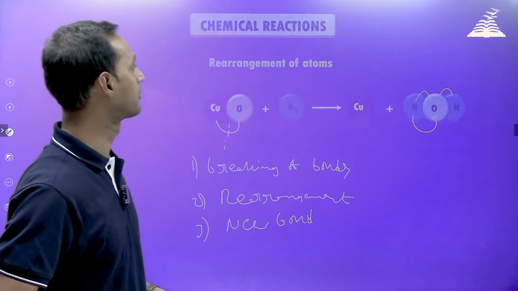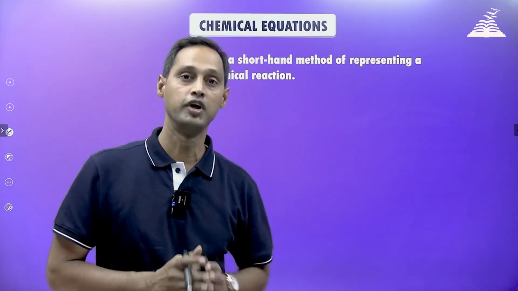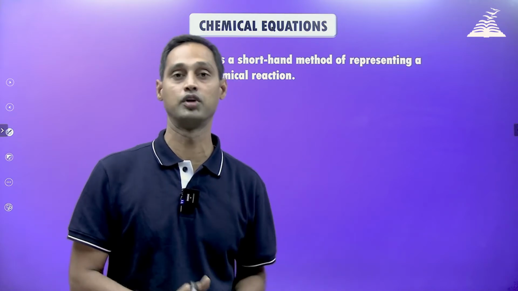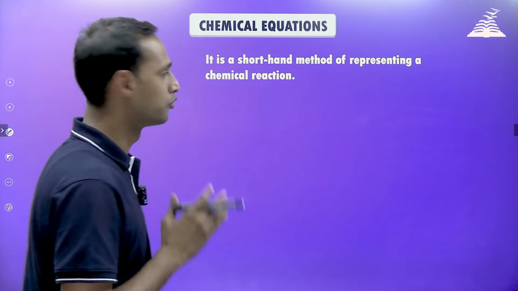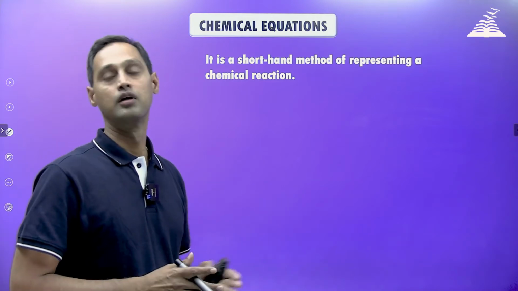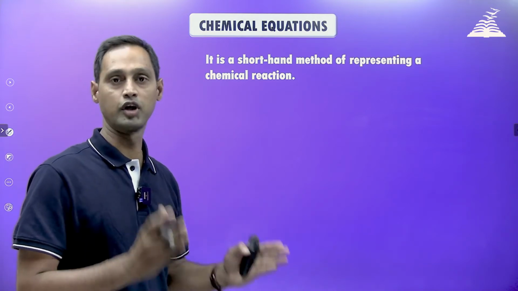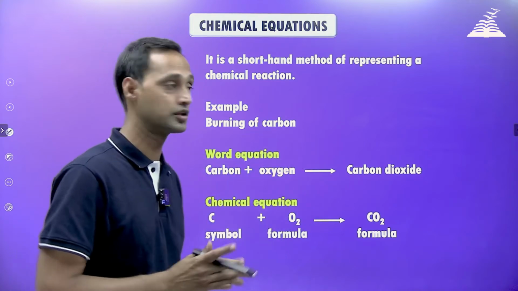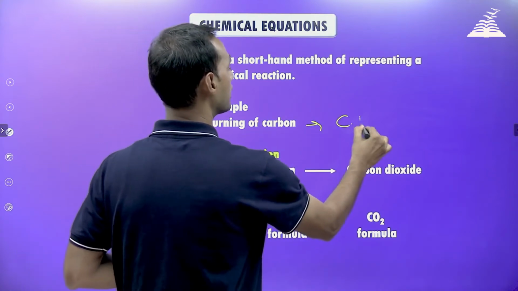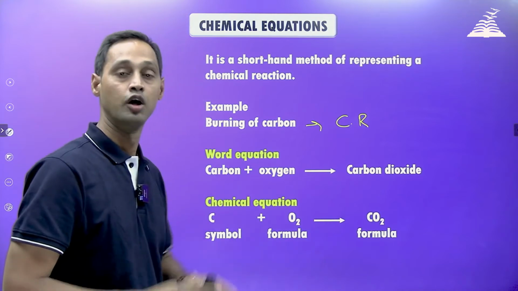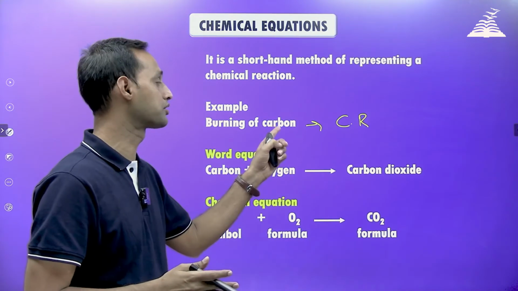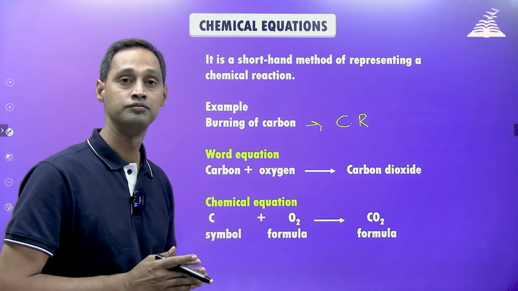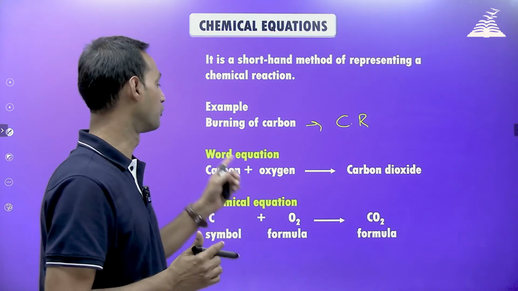Now, chemical equation. What is a chemical equation? It is a method of representing a chemical reaction using symbols and formulas of the substances involved in the reaction. So, we'll take an example and write a chemical equation for the given chemical reaction. What is the chemical reaction that we are considering? Burning of carbon. This is a chemical reaction. Now we are trying to represent this chemical reaction using symbols and formulas so that we will have a chemical equation. But first of all, we will start with the word equation.